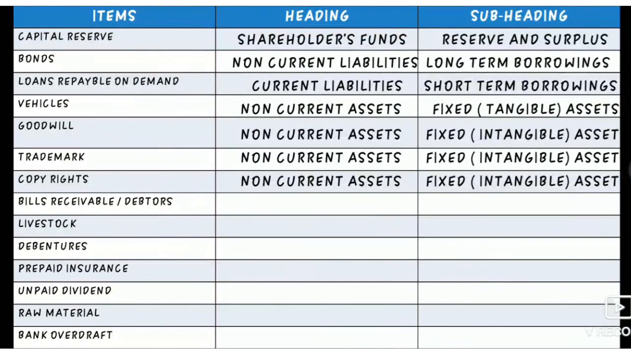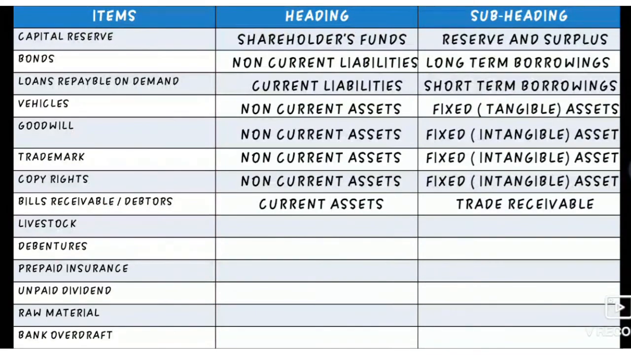Bills receivable and debtors. Now bills receivable and debtors come under trade receivables, and trade receivables are your current assets. So their heading will be current assets and subheading will be trade receivable. So if they are asking for bills receivable or separately they are asking for debtors, the heading and subheading will be same, current asset and trade receivable.